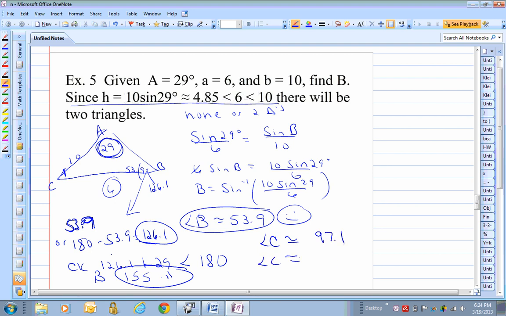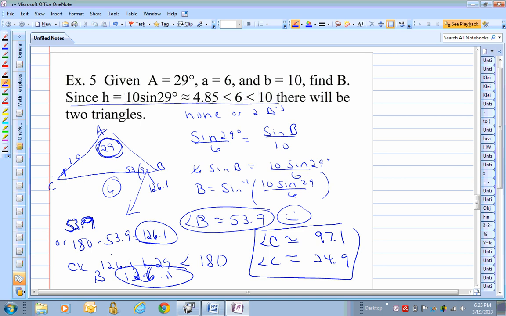Or angle C, if your angle B was 126.1, sorry, not 155.1, sorry about that. You would take your 180, subtract your 29, and subtract your 126.1, and find that angle C was approximately 24.9. And you would have to use the two values for C to figure out which one that was.